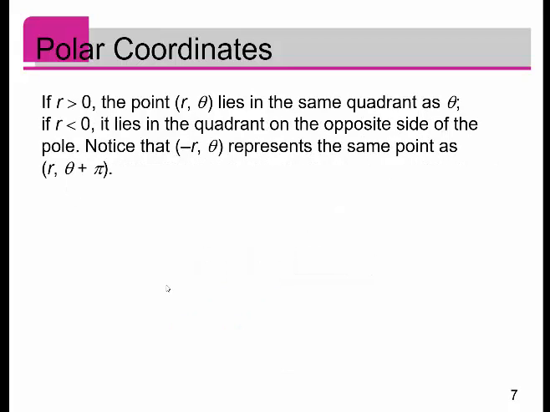So if r is greater than 0, a positive radius, the point (r, theta) lies in the same quadrant as theta. If r is less than 0, it lies in the quadrant on the opposite side of the pole. Notice that (negative r, theta) represents the same point as (r, theta plus pi). So that's another way you could use it or see it.